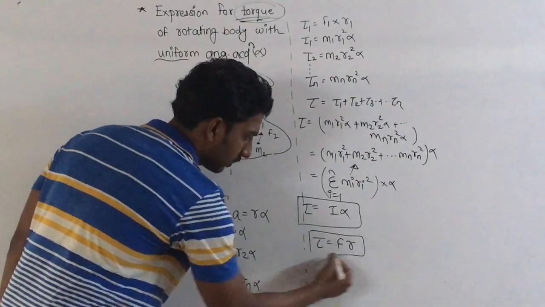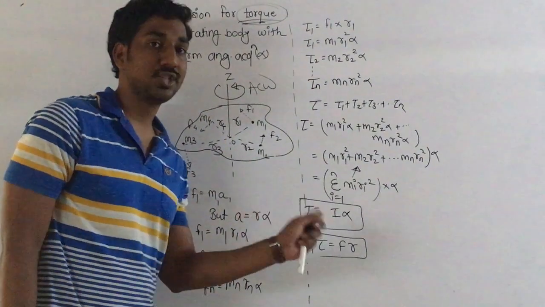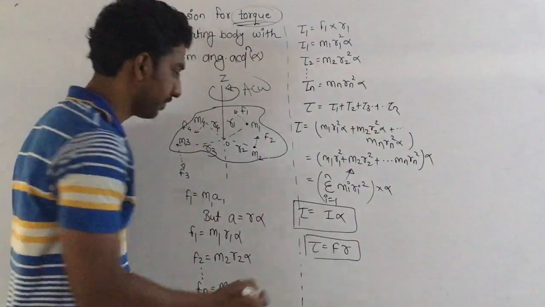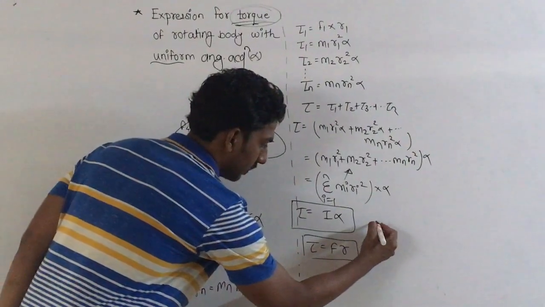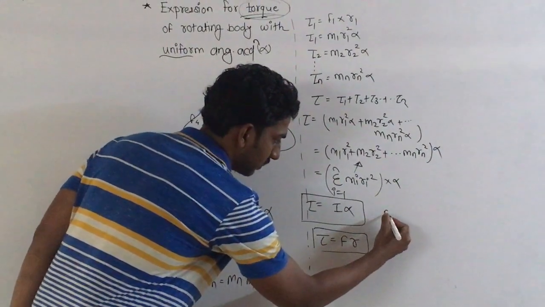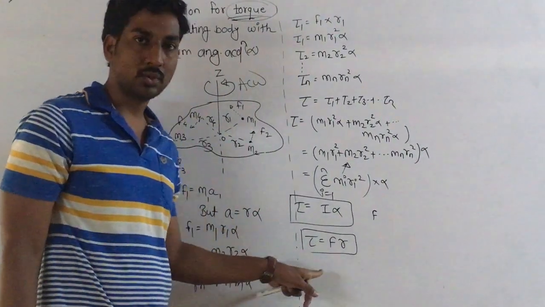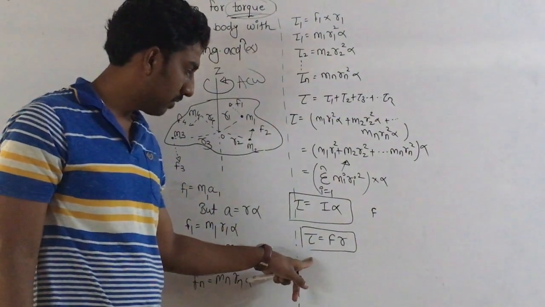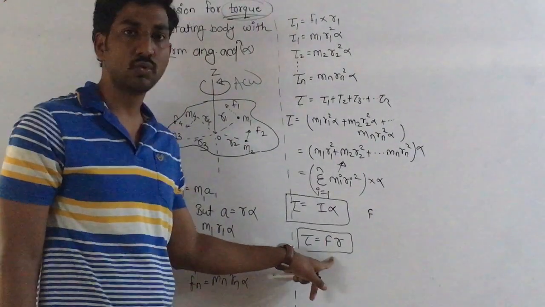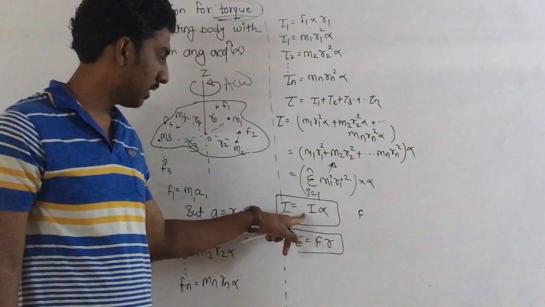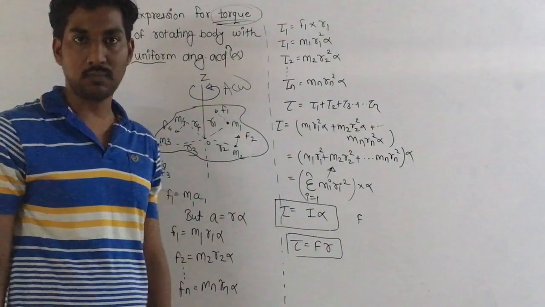Our basic torque formula is force into displacement, and again there is an analogy. We know that for translation, torque is equal to force into displacement, and for rotation there will be I into alpha.